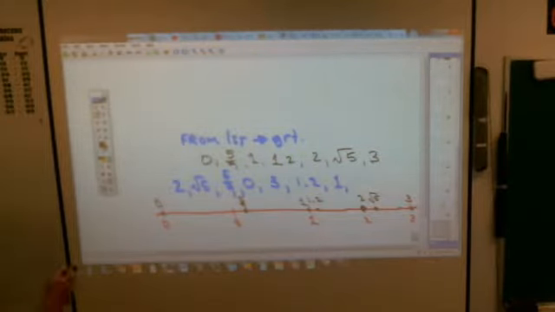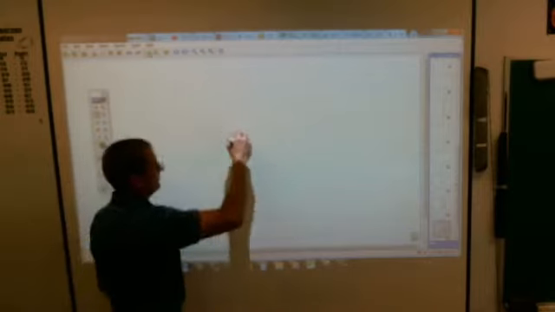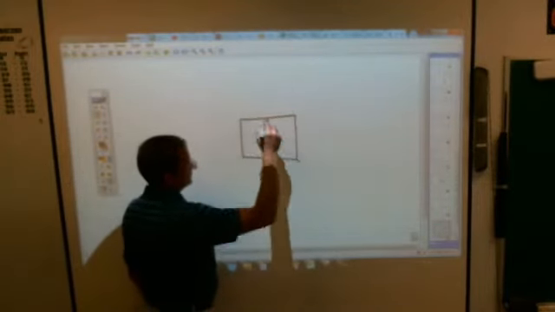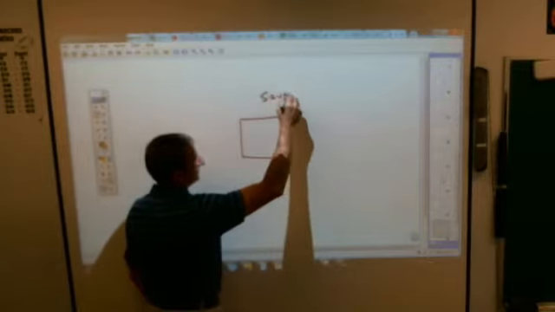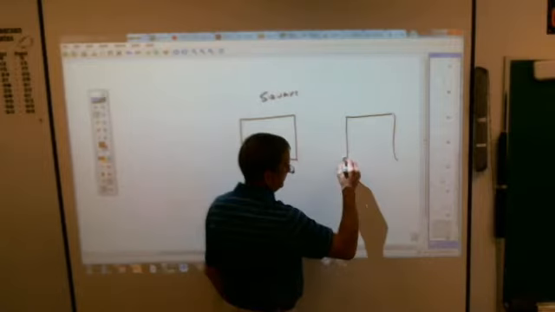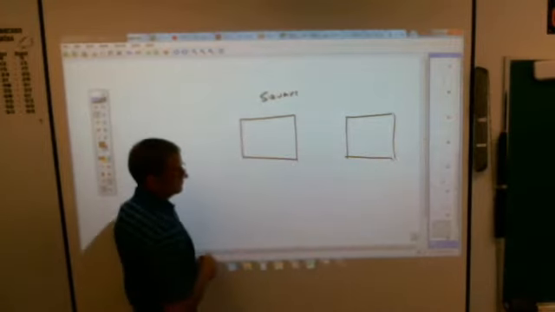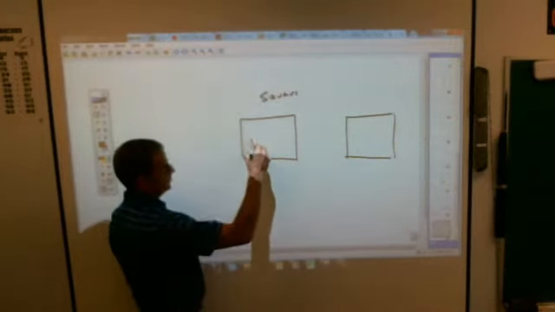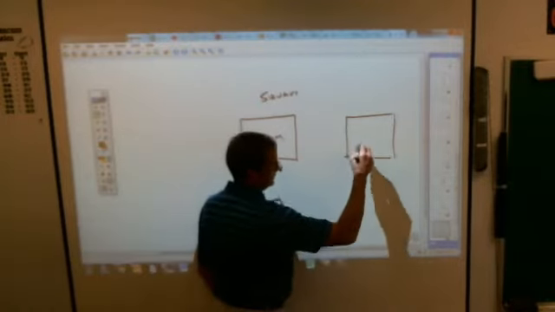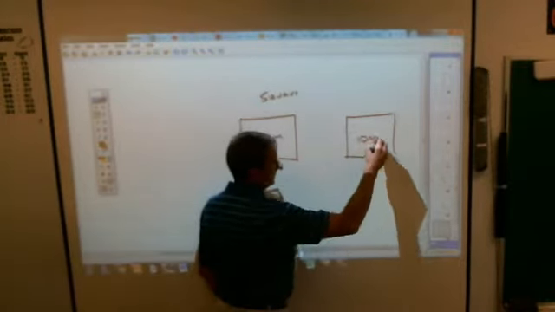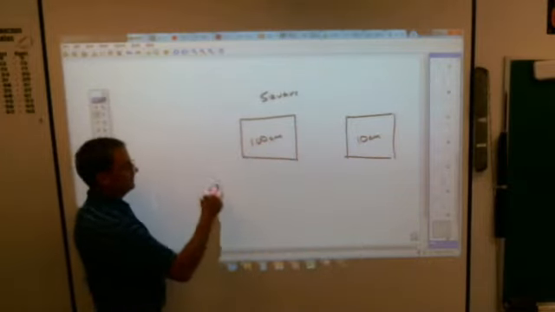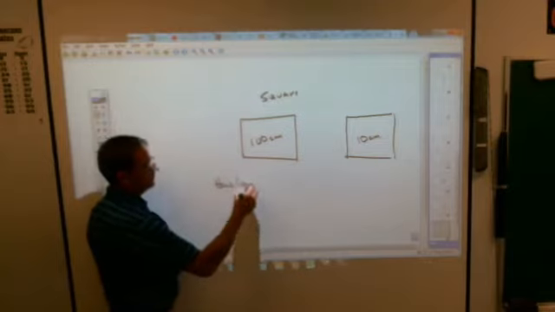Then something else to look at comes out of the book. If you know that this is a square, and you know that this is a square, and the area of this is 100 centimeters, and let's say the area of this is 10 centimeters, and I asked you to tell me how long are the sides of those squares.